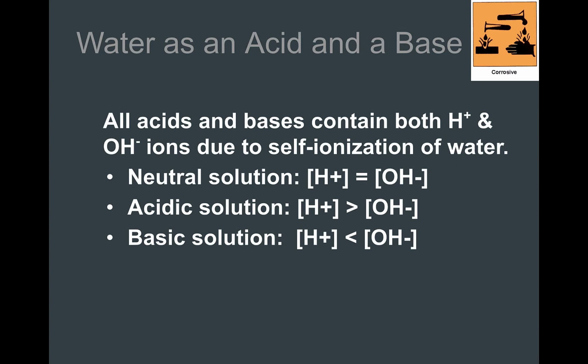Because of the self-ionization, all acids and bases contain both H+ and OH- ions. If a solution is neutral, then the H+ and the OH- are equal to each other. Again, we label those as the hydronium ion and the hydroxide ion. An acidic solution is going to have a larger concentration of H+ ions, whereas a basic solution is going to have a higher concentration of OH- ions.